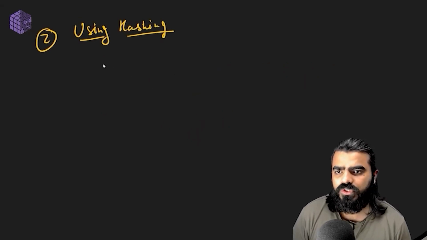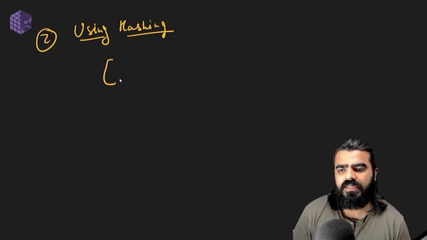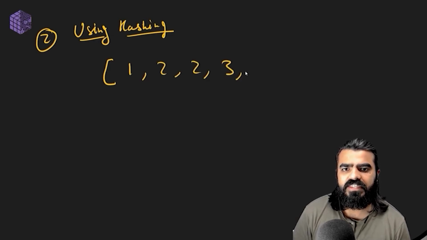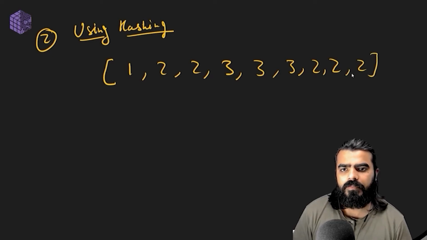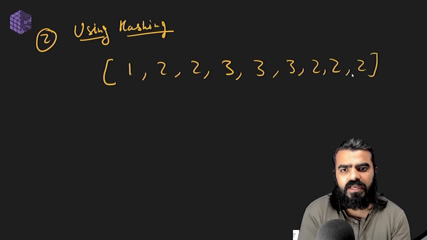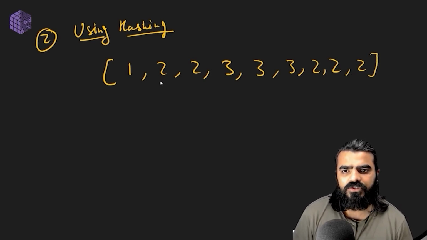The second approach is using hashing. We will use hashing here. So here, if we have 1 2 2 3 3 3 2 2, so 1 2 3 4 5 6 7 8, and let's add one more 2 over here. Okay, so here we can see that our actual element is 2, which should come as the majority element.